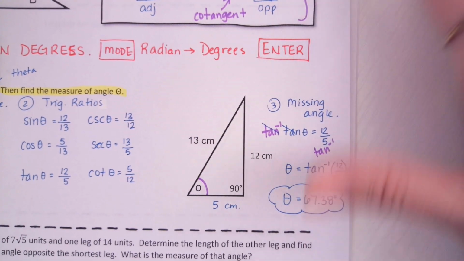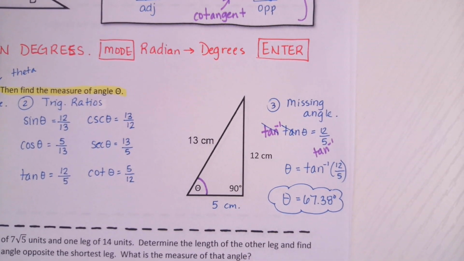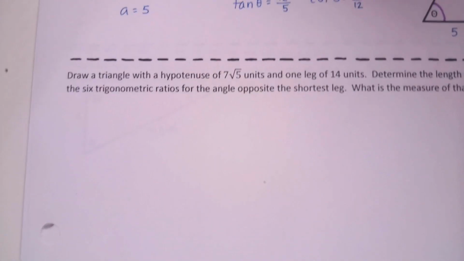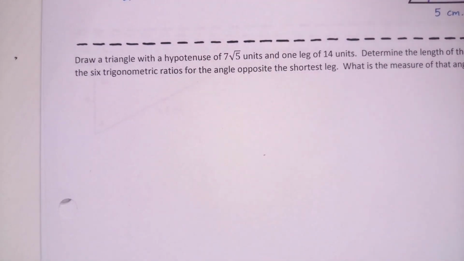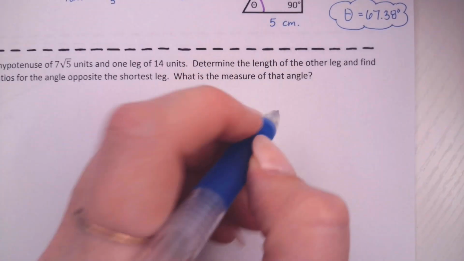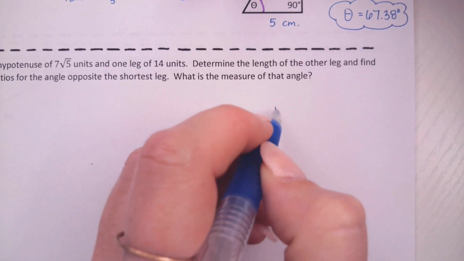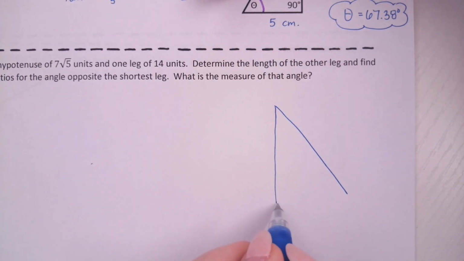All right, let's look at the next one. Next one says to draw a triangle that has a hypotenuse of 7√5 units and a leg of 14 units. Okay, so I'm going to draw a right triangle. To the best of my ability, I'm not trying to be a super artist over here. Here we go. There's a right triangle.